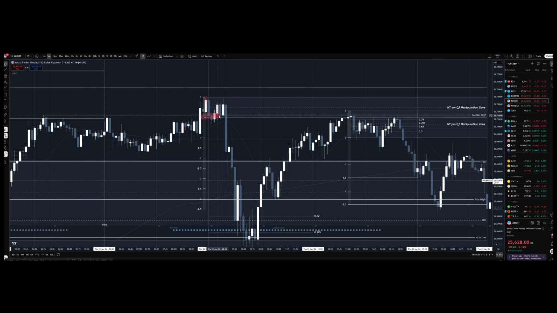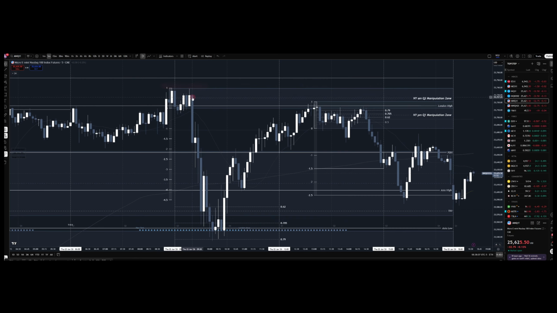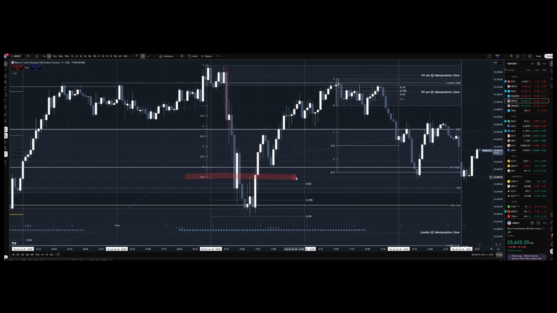Candle close below. Price unable to come very, very close there to the high. Unable to break above 925, and then a huge displacement straight down to SD 4.5.